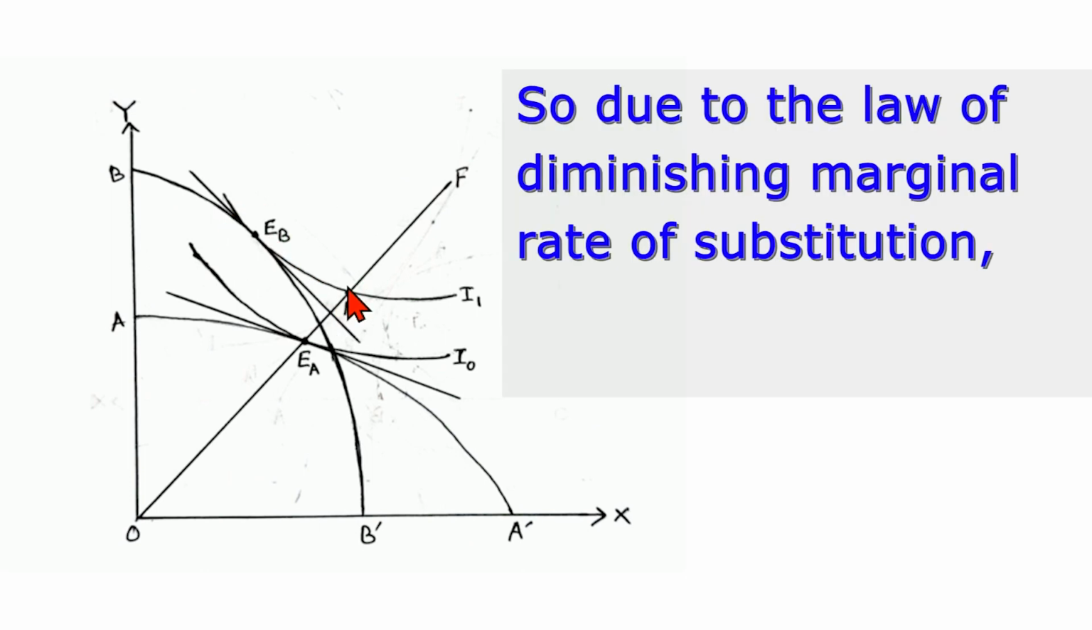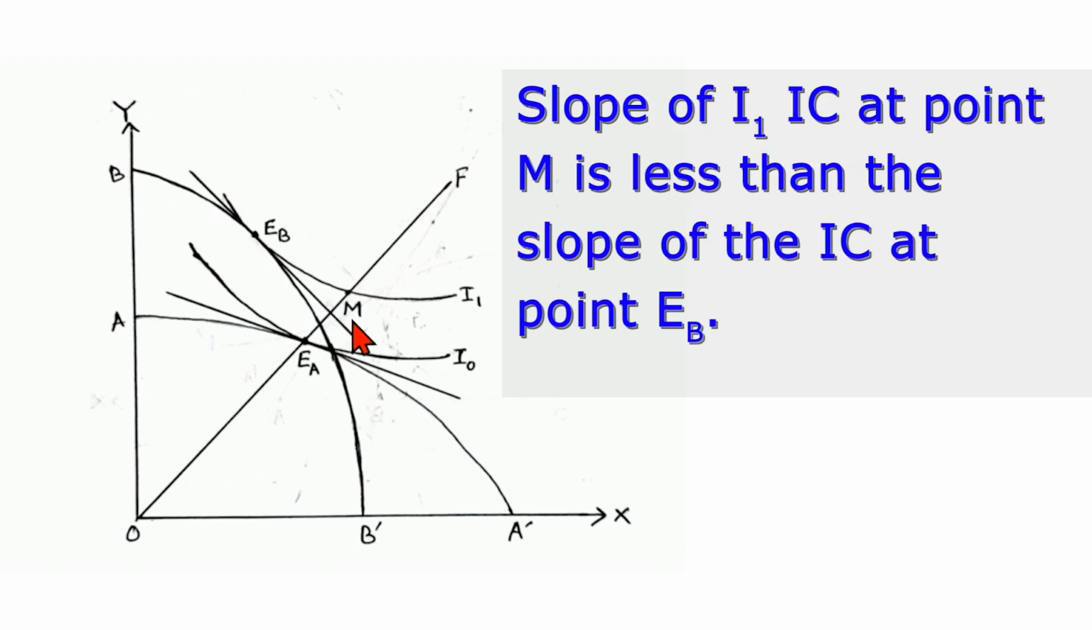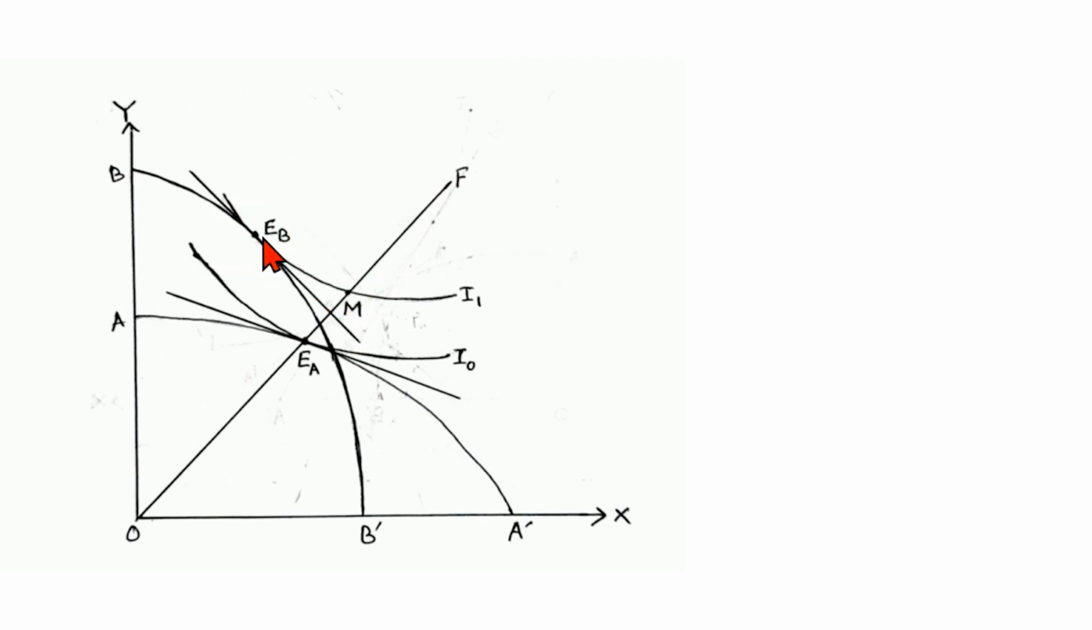So, due to the law of diminishing marginal rate of substitution, the slope of the I1 IC at point M is less than the slope of the IC at point EB. Now, if we compare the slopes of the two ICs at points EA and EB, then we find that the slope of the I0 IC at point EA is less than the slope of the I1 IC at point EB.